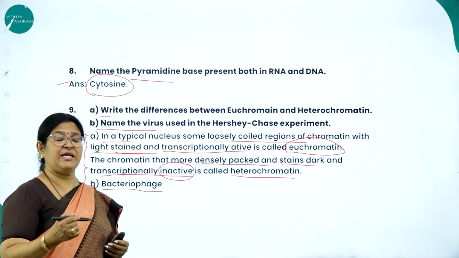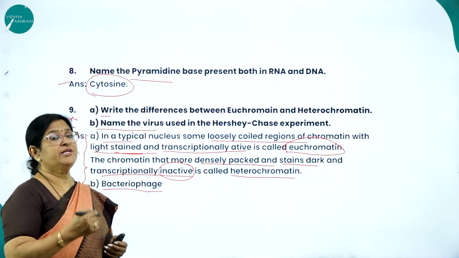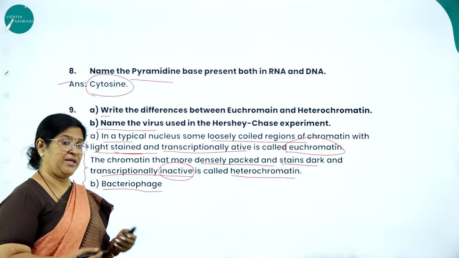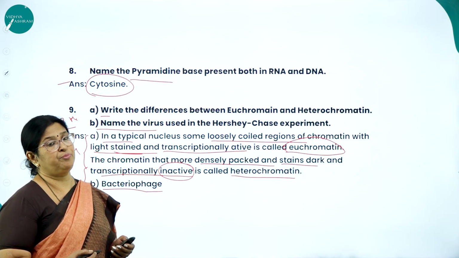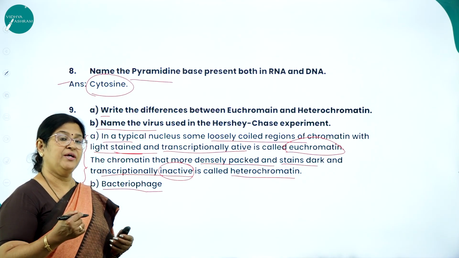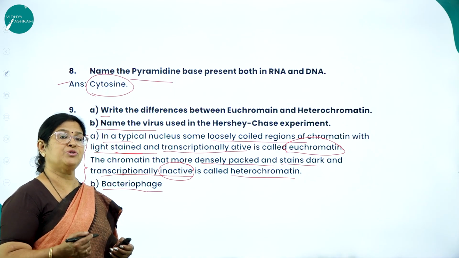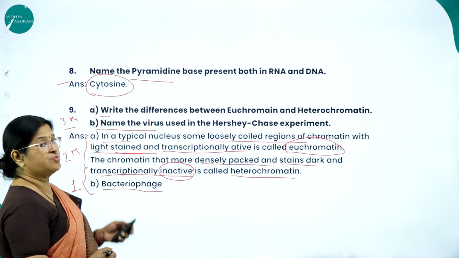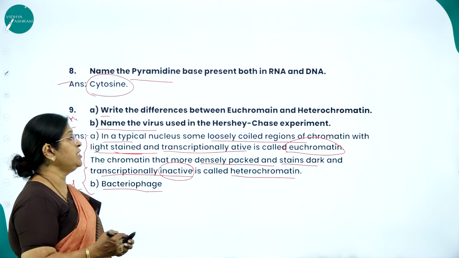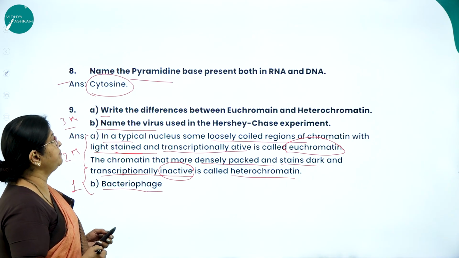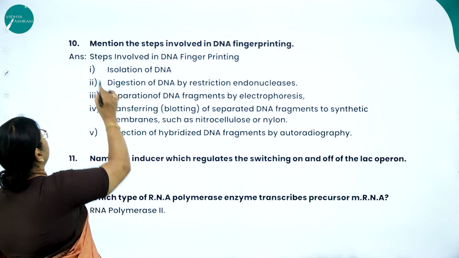So usually in 3-marker and 5-marker questions, split questions might be asked. As I keep telling you all, for a 3-marker it might be 2 plus 1, or for a 5-marker it might be 3 plus 2 or 2 plus 2 plus 1 also. So this is one such split question which is asked as a 3-marker question. Moving on to question number 10.